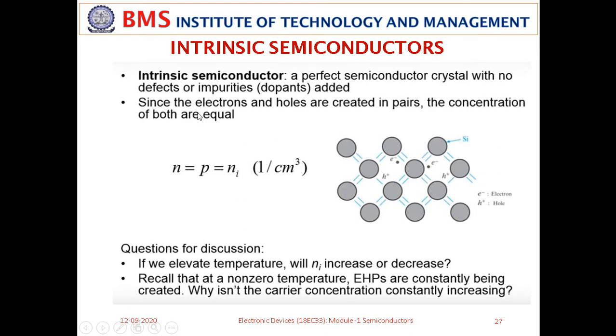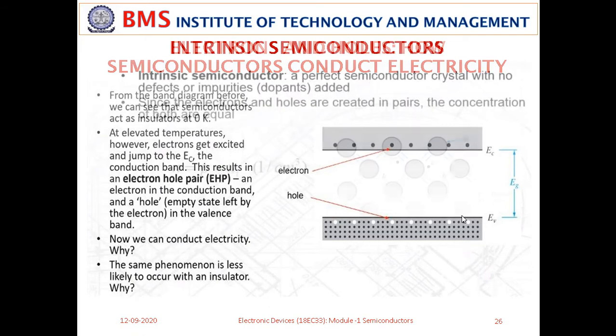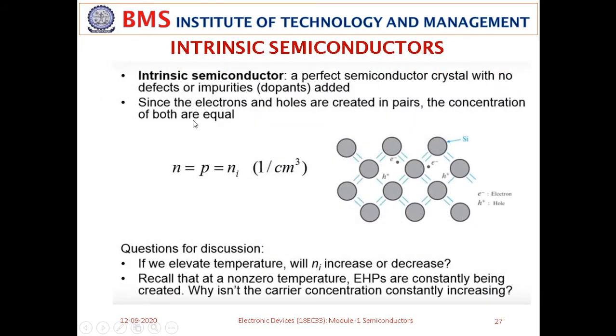Now, since electrons and holes are created in pairs, as we have seen in the previous electron hole pair formation because of elevated temperature, for every electron in the conduction band there is a hole in the valence band. The concentration of both will be equal. As you have seen in the previous diagram, the concentration of electrons in the conduction band will be equivalent to the concentration of holes in the valence band. Both are created in pairs, so the concentration of both is going to be equal.